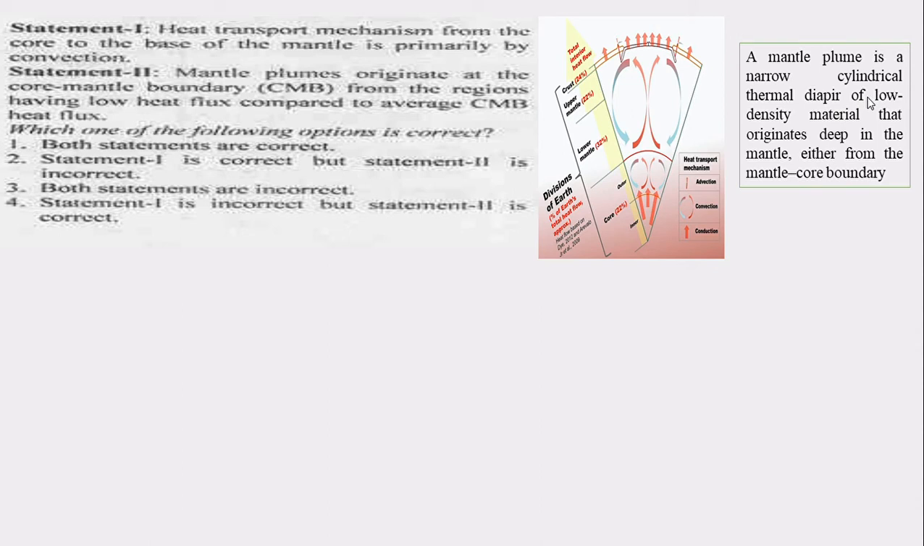And the second statement says that the mantle plume originates at the core-mantle boundary from the region having low heat flux compared to the average core-mantle boundary, that is CMB, heat flux. And we know that the mantle plume originates from the core-mantle boundary. So statement 2 is right. So the answer will be option 4, that is statement 1 is incorrect but statement 2 is correct.